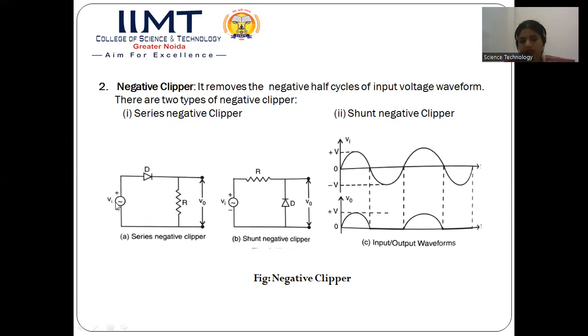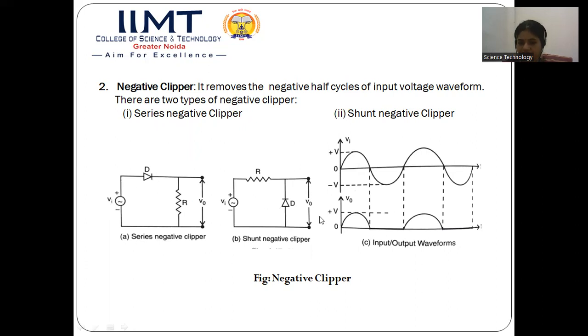During the negative half cycle, the polarities will be reversed, and this diode will become reverse biased. When this diode becomes reverse biased, it will act as an open switch. All the voltage will appear across the diode, and there will be no output across the resistance R. So we will be getting no output corresponding to the negative half cycle of the input waveform. The same is the case with the shunt negative clipper.